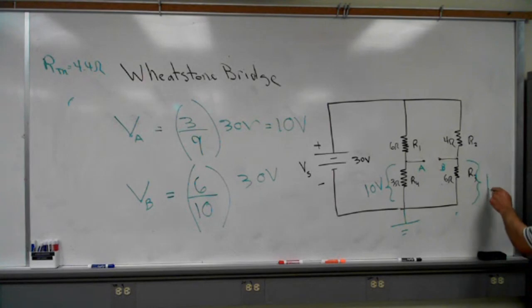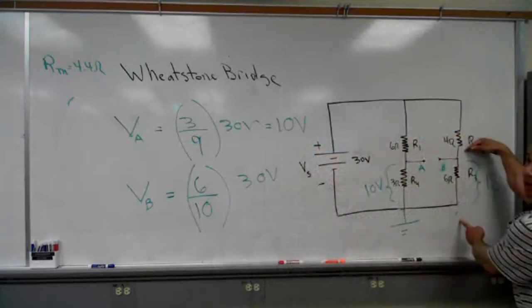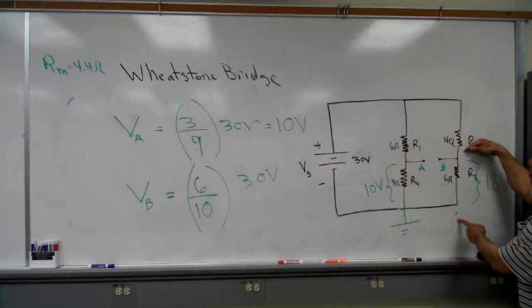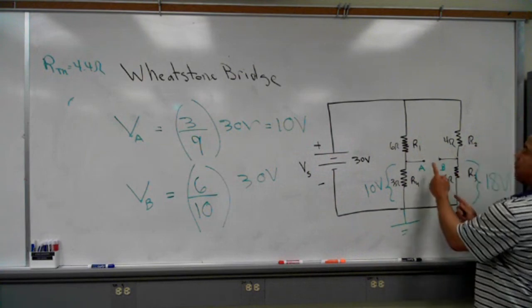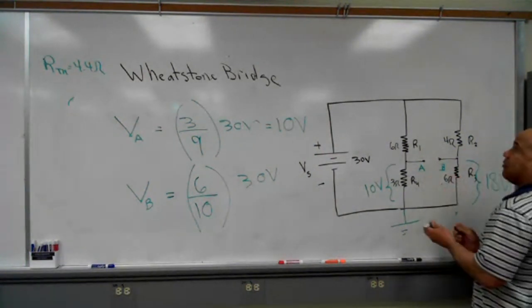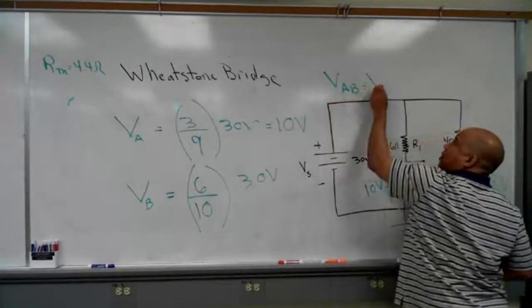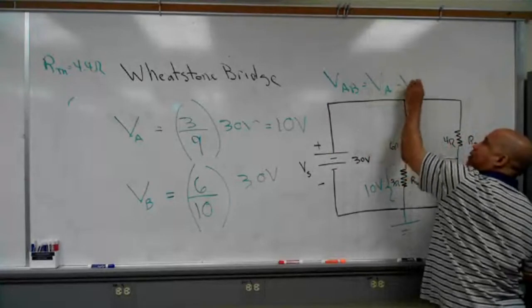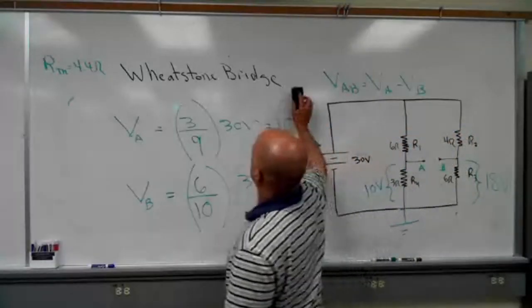So those two steps are actually pretty straightforward. If you measure here, you measure 10 volts. If you measure here, you measure 18 volts. But knowing that, how would you get the voltage from here to here? Well, the voltage from here to here is called VAB. Let me give you the equation for it. The voltage from A to B is equal to the voltage at A minus the voltage at B. That will get you the solution. Voltage at A minus the voltage at B.